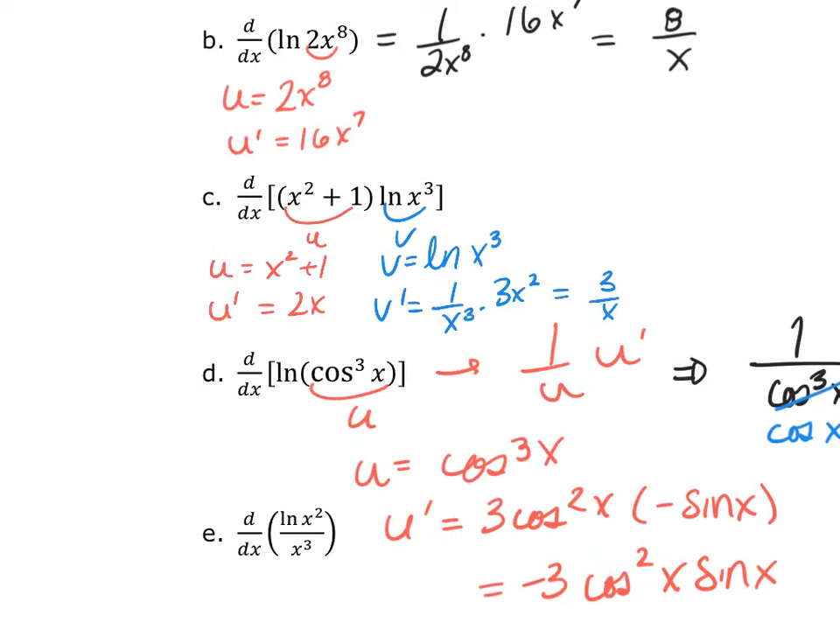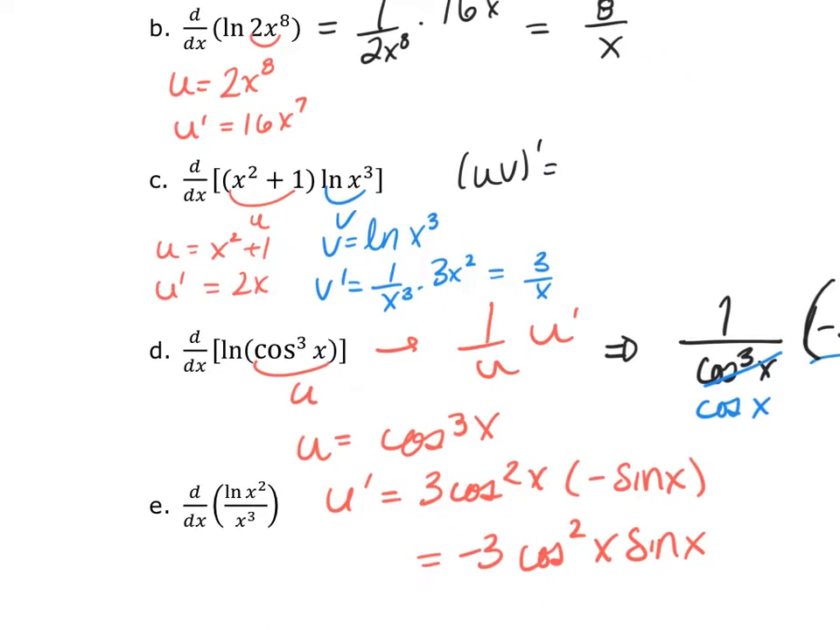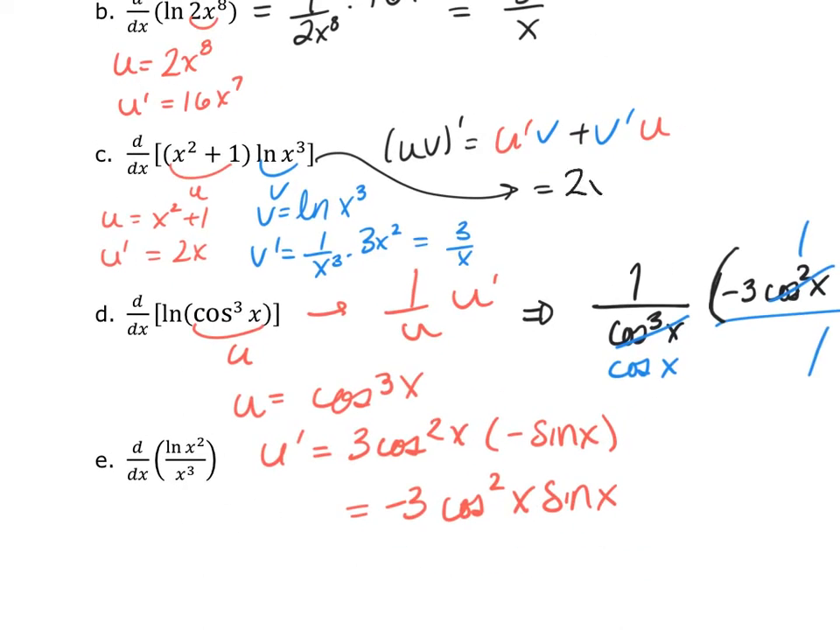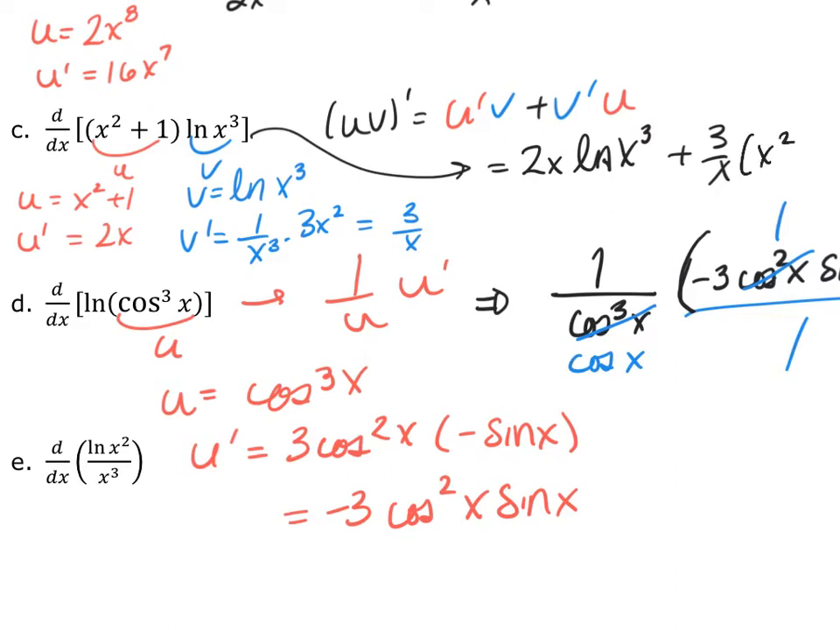So now I'm going to use the product rule. And the product rule should be, if I have u v prime, this should equal u prime v plus v prime u. So this is equal to 2x multiplied by the natural log of x to the third, and then plus 3 over x multiplied by x squared plus 1.